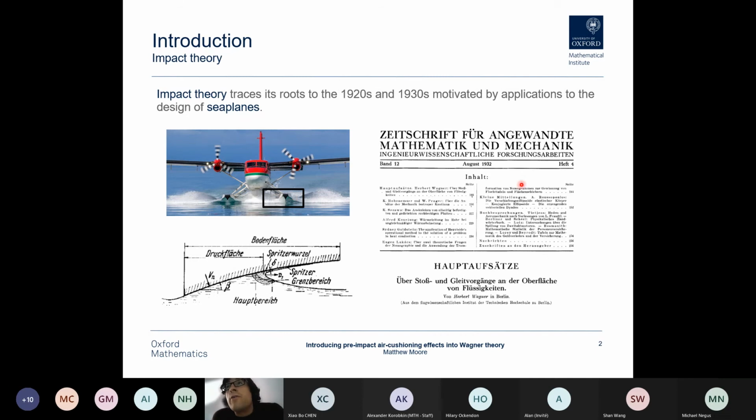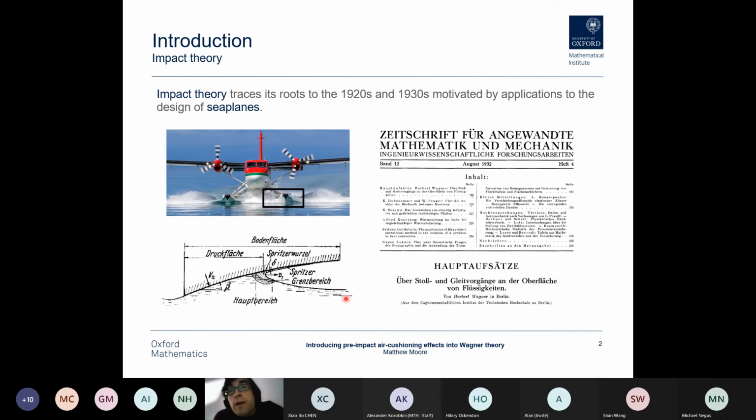This is the seminal paper for the field, written by Wagner in the early 30s, where he was the first to break this problem down into what we understand today as Wagner theory. This is a snapshot of what's going on around one of these seaplane landers. Here you have the ocean, and this is the seaplane lander. As it lands, it's violently displacing the ocean surface into a splash. It's these really rapid topological changes over quite small length scales that make this a difficult problem to understand.